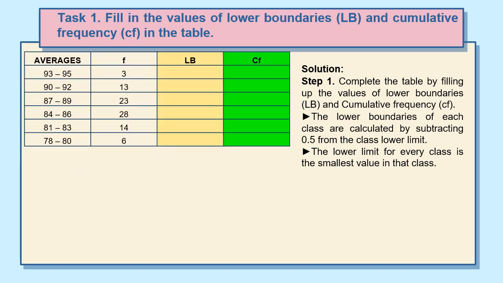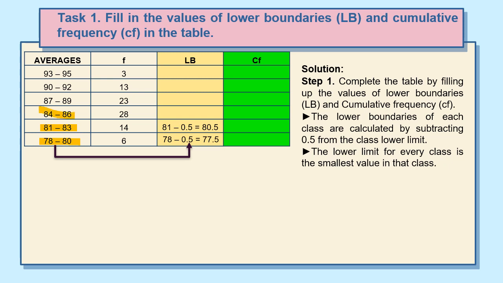So in the given data, we have the averages 78 to 80. In this class, the lower limit is 78. So to get the lower boundary, we subtract 0.5 from 78. Then we have 78 minus 0.5 equals 77.5. Next, we have the class 81 to 83. The lower limit is 81. Then we have 81 minus 0.5 equals 80.5.